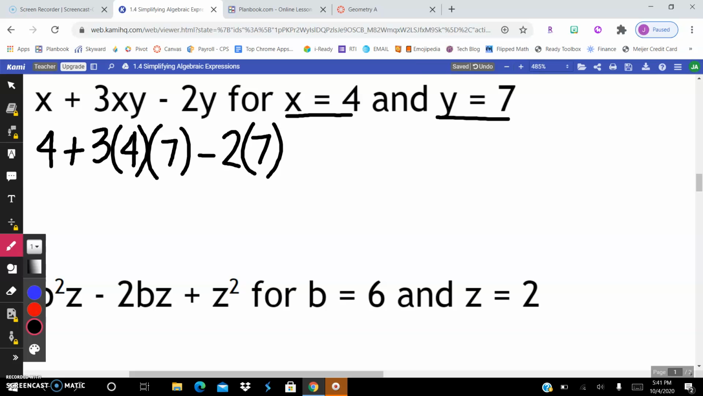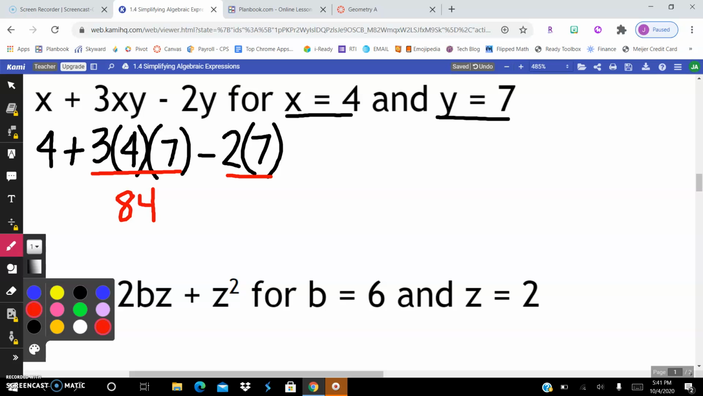So now we go through the order of operations. P stands for parentheses. I have a couple of sets of parentheses here, but that's just to show multiplication. There's nothing inside of them that we can simplify. Then next is E, exponents. We don't have any of those. And then next would be the multiplying and the dividing. So we want to multiply here, and we want to multiply here. So 3 times 4 would be 12, and then 12 times 7 would be 84. And then over here we have -2 times 7, and that would give us -14. And we didn't do anything with that 4 out front, so we're going to bring that down.